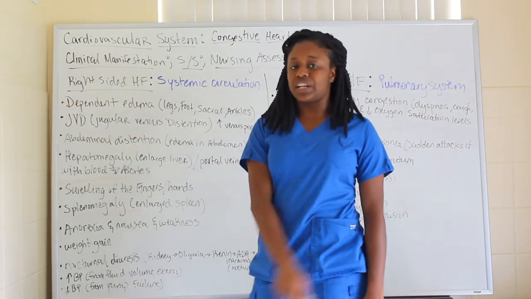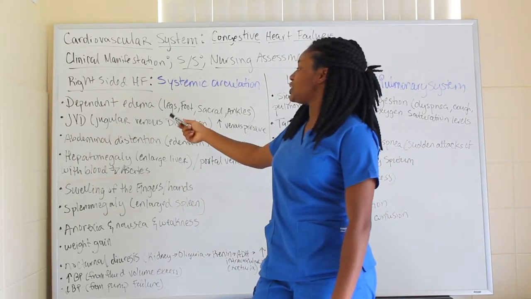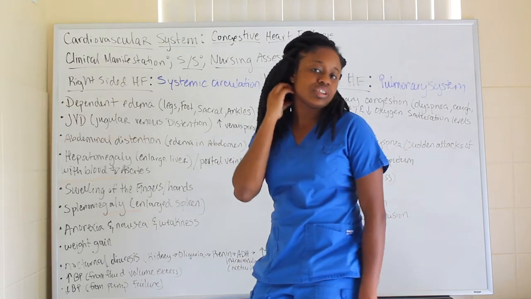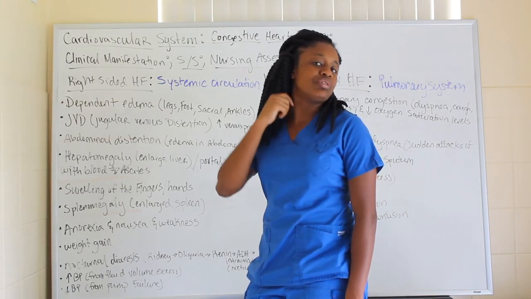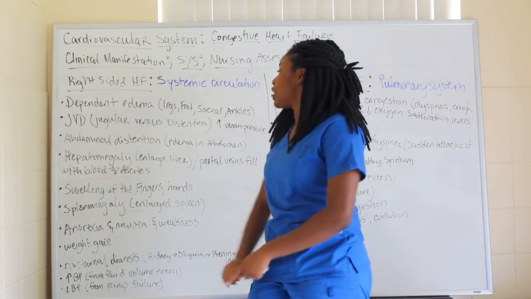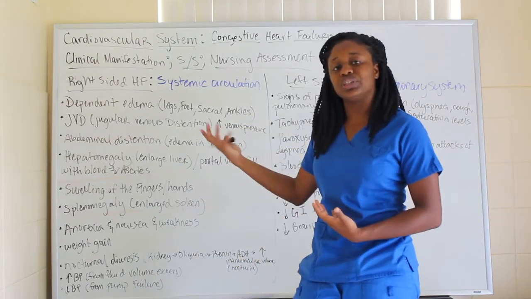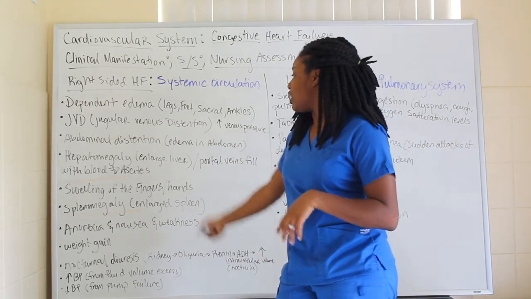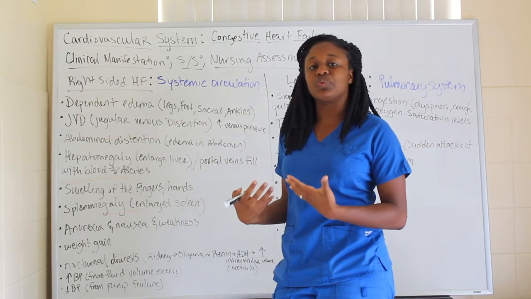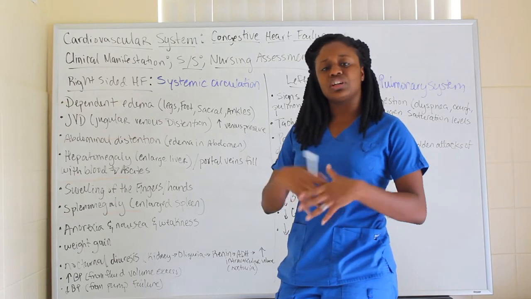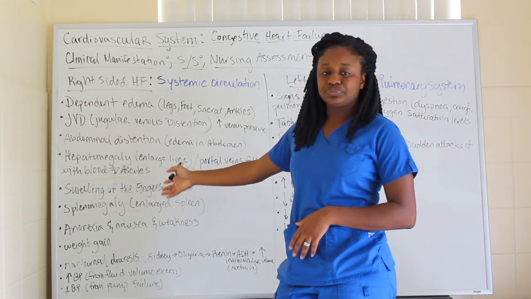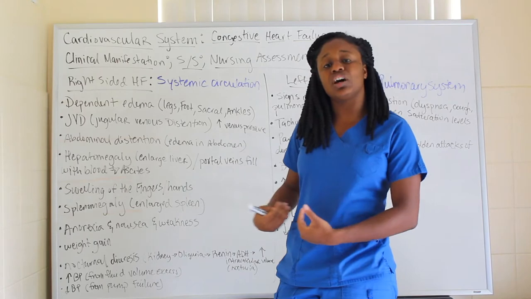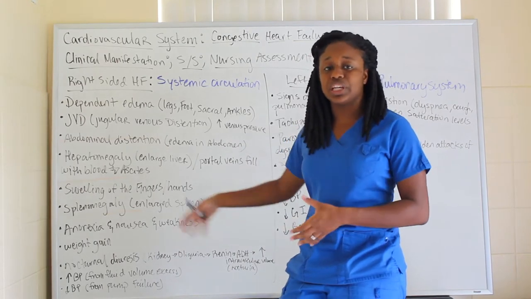So, with right side, I have my dependent edema, okay, which you're mostly going to see in your legs, your feet, or your sacral area, and mainly your ankles, okay? You also have your JVD, which is jugular venous distension, and pretty much you have that when you have an increased venous pressure. All right, you also have your abdominal distension, which is pretty much edema within the abdomen. You also have your hepatomegaly, and that can be for multiple reasons. It could be from the portal veins, which fill up with blood and cause ascites, okay, which causes the abdominal distension, and then there can be a disruption in that area where the blood is backing up and causes pressure and swelling on the liver, which causes it to be enlarged, okay?